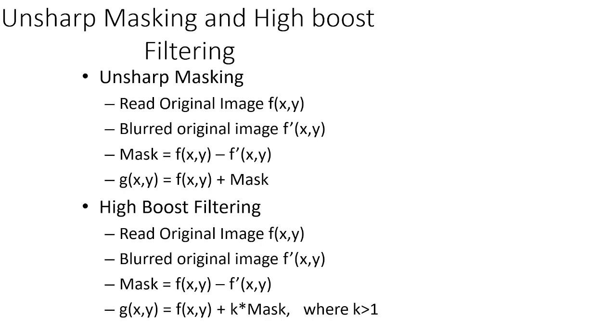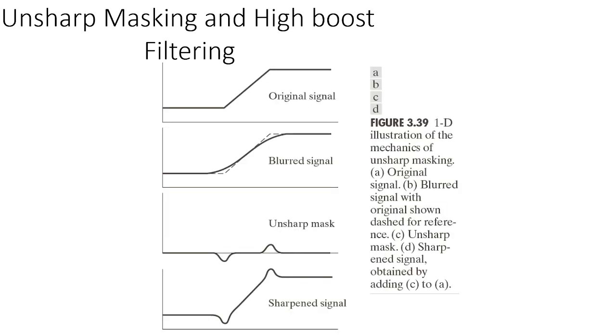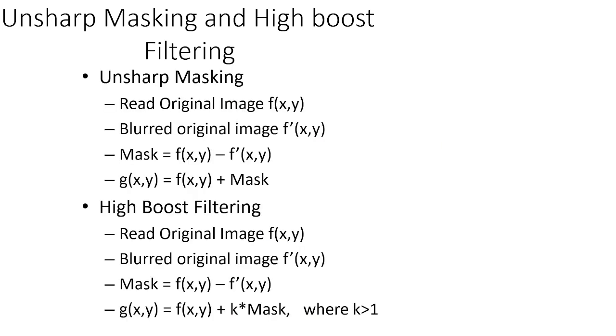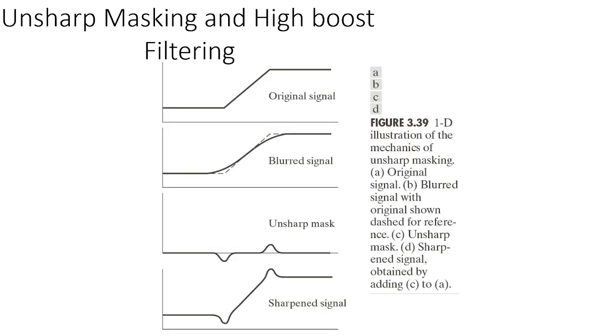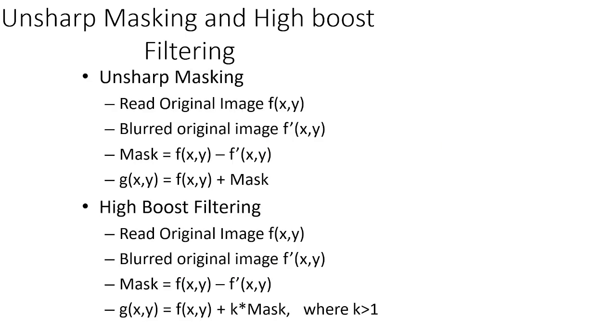So simply, what are the steps to be followed? Read the original image f of x comma y. The blurred original image can be considered as f dash of x comma y. Now we are using the mask, that is, you subtract the blurred image from the original image. That is the unsharp mask. Original image minus blurred image gives you this unsharp mask. That is the third step. And finally you add that mask to the original image, so you get a sharpened image. These are the steps for unsharp masking.